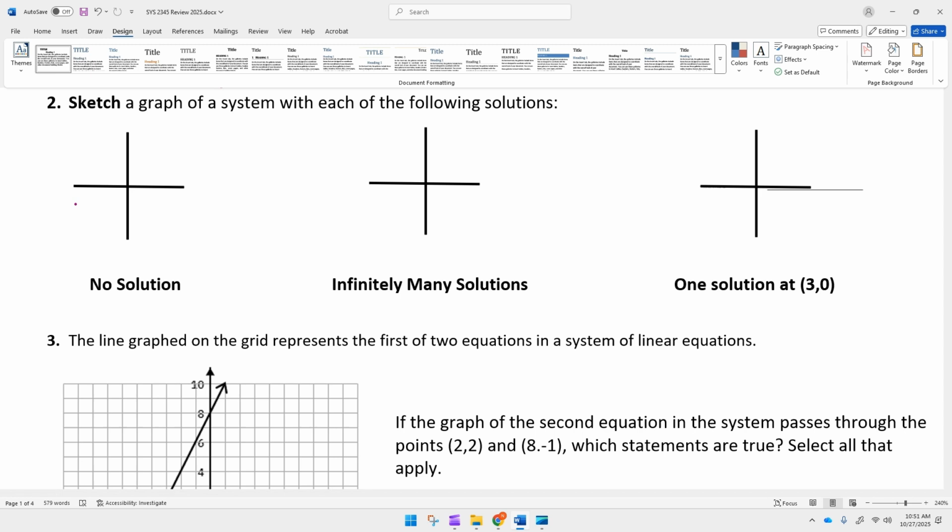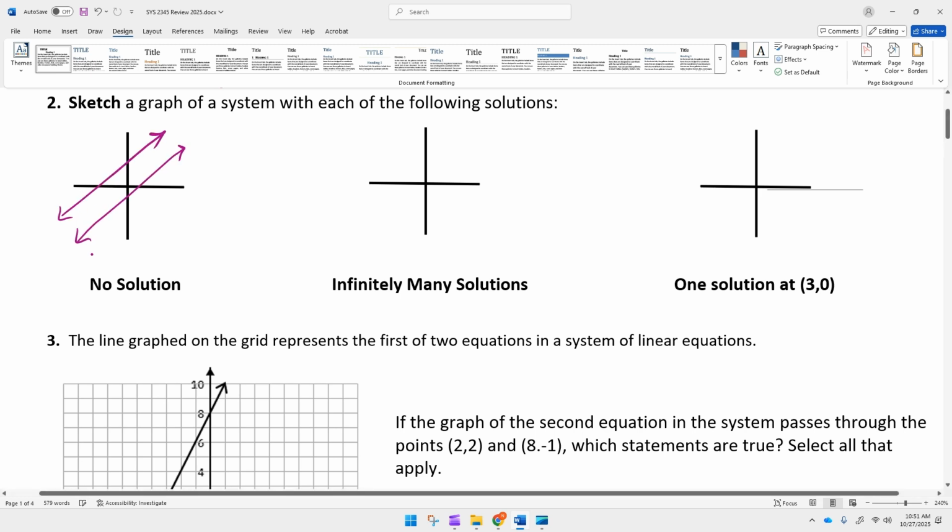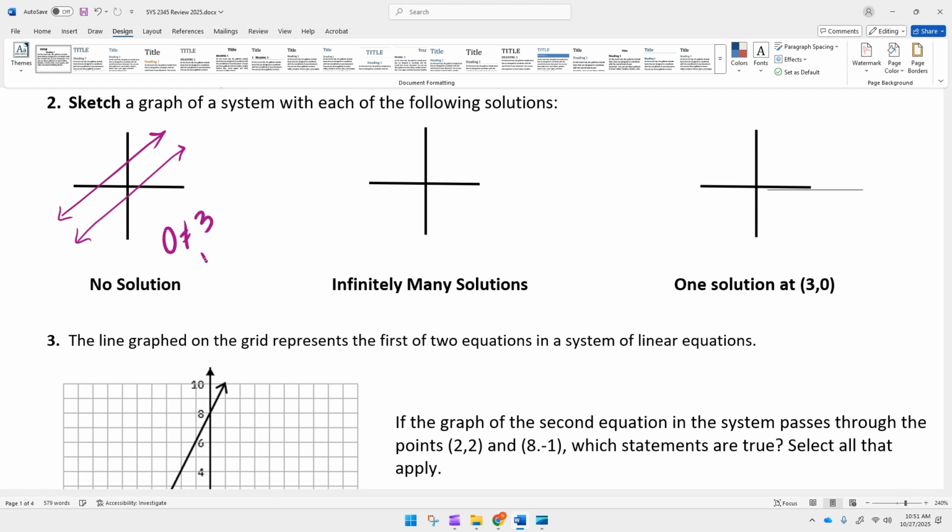Okay, we have no solutions. No solutions are parallel lines. Graphically, it looks like two lines that will never intersect. Algebraically, your variable is eliminated. Not x equals 0 or y equals 0. Your variable is eliminated. It's canceled out. Okay? You have a resulting statement. If your resulting statement is false, then you have no solutions. That's what it looks like algebraically.